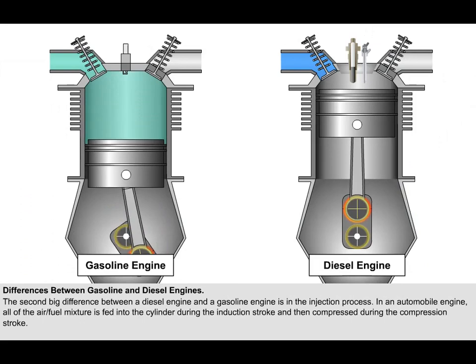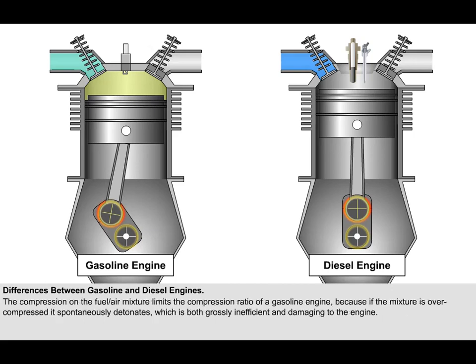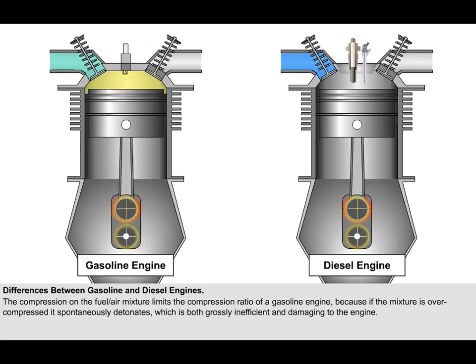The second big difference between a diesel engine and a gasoline engine is in the injection process. As previously stated, most automobile gasoline engines use a fuel injection system or a carburetor rather than direct injection. In an automobile engine, therefore, all of the air-fuel mixture is fed into the cylinder during the induction stroke, and then compressed during the compression stroke. It's this compression of the fuel-air mixture which limits the compression ratio of a gasoline engine, because if the engine compresses the mixture too much, it spontaneously detonates, which is grossly inefficient and can seriously damage the health of the engine.